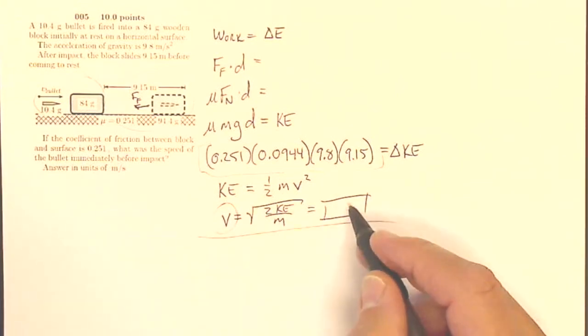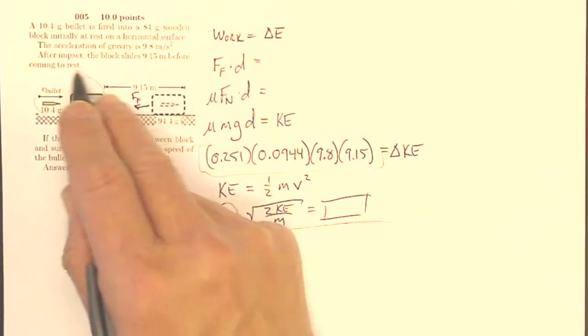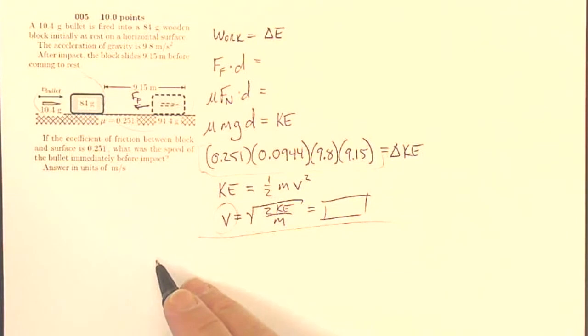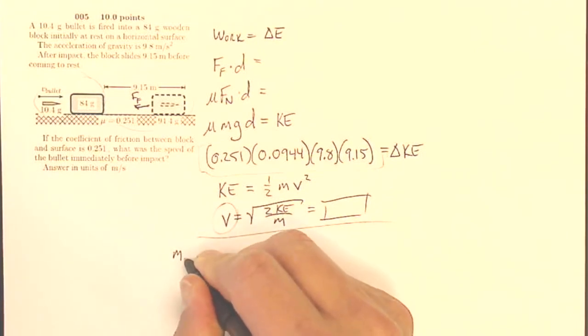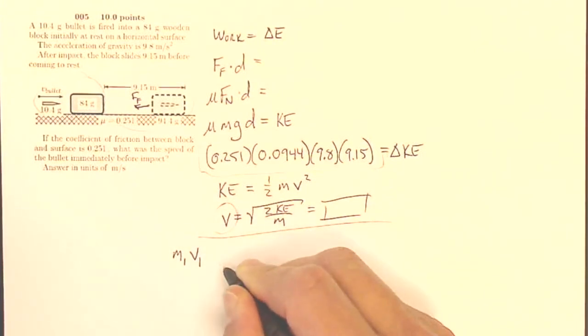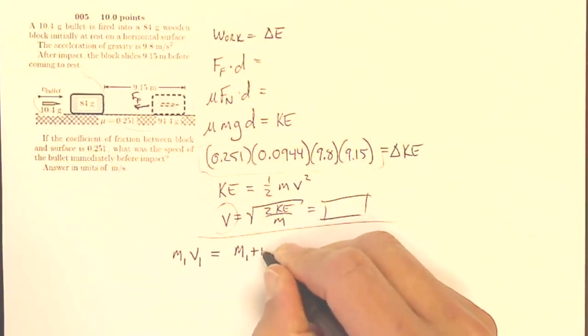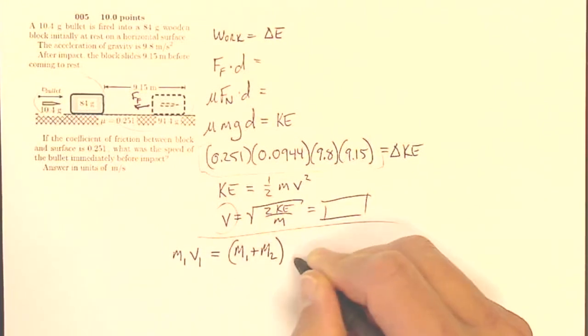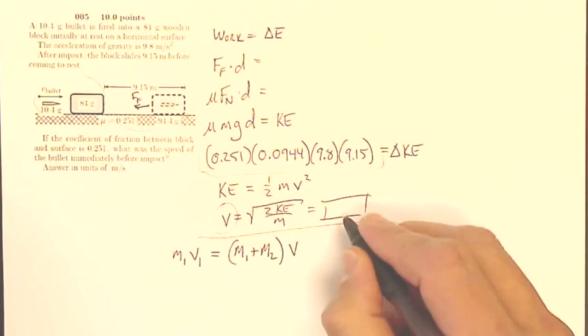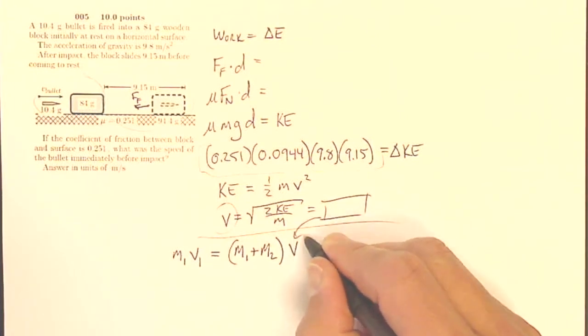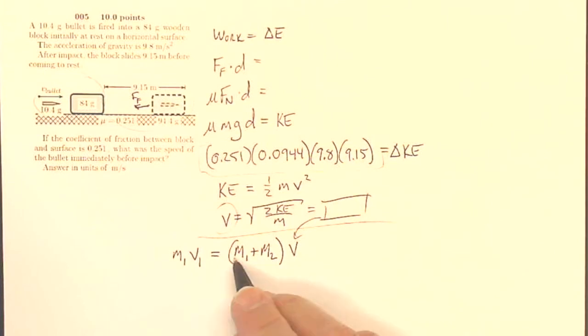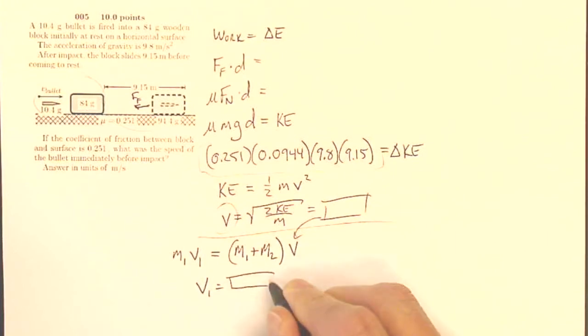So that brings me to what is the speed of the bullet. Now I've got my conservation of momentum problem. So now I know that the mass of the bullet times the velocity of the bullet must equal the mass of the bullet plus the mass of the block times the velocity of the block. And this V is this V that I just solved for here. So that's going to go in here. This is the mass of the bullet plus the block. This is the mass of the bullet. This is what you're solving for, so you can solve for your velocity beforehand.